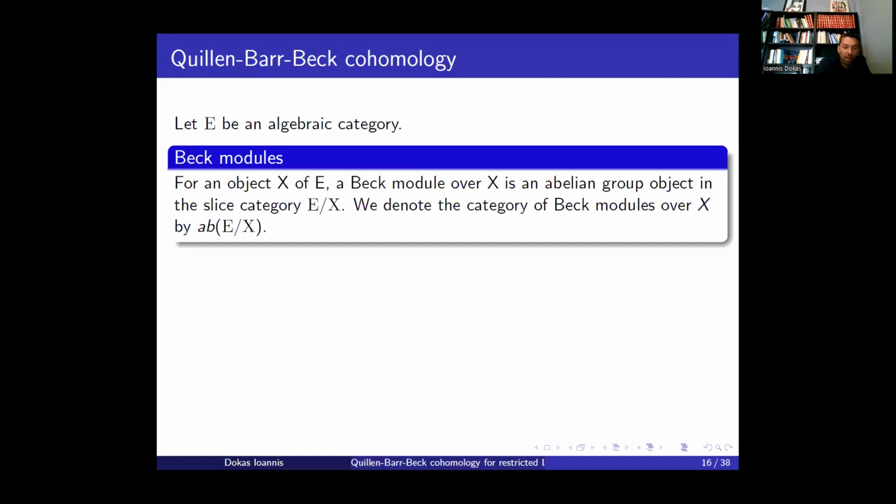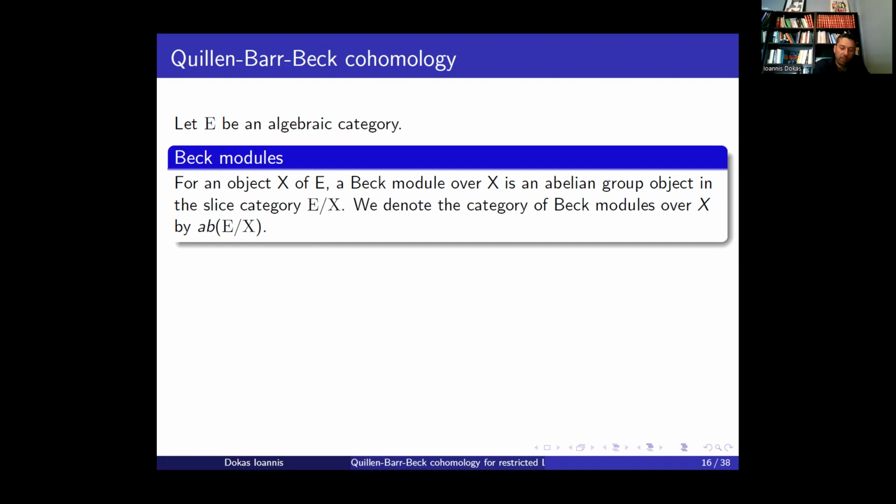What's a Beck module? So if you start with an object X in your algebraic category, then you can consider the slice category. That's a category of objects over X. And you can consider abelian group objects in the slice category. So a Beck module over X is an abelian group object in the slice category. We will denote Beck modules over X with this notation that you see here.